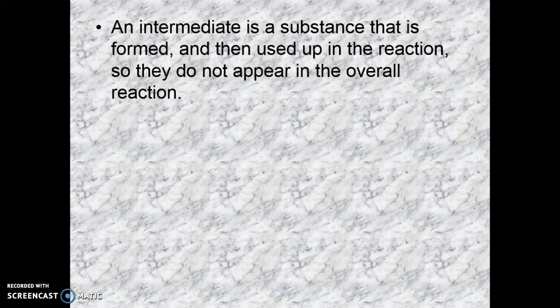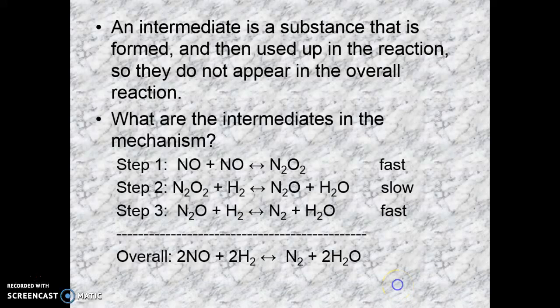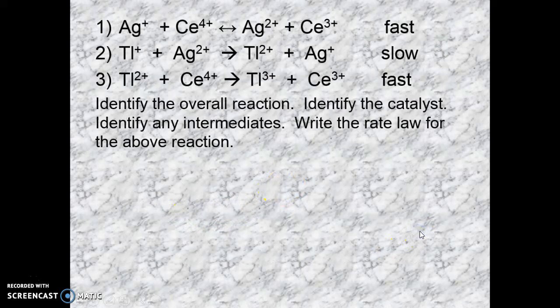All right, so an intermediate is a substance that's formed and then gets used up during the course of the reaction. It doesn't appear in the overall reaction. We already identified the intermediates, kind of did that a little backwards. We know that this is an intermediate and this is an intermediate. All right, so here's another example of one. What's the overall reaction going to be?